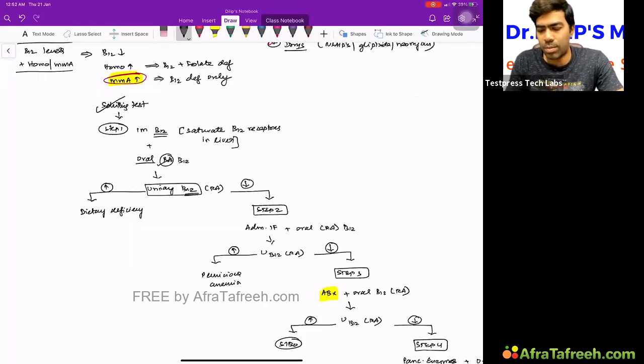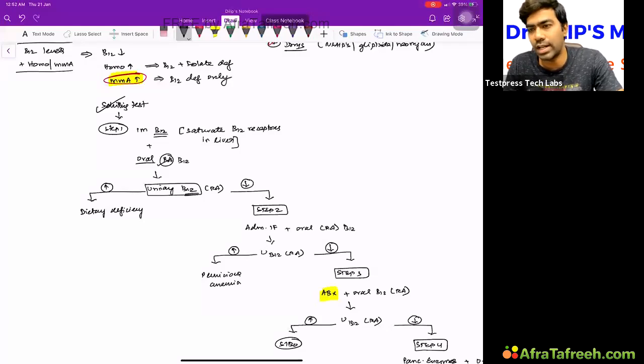But B12 deficiency is common in vegans, especially. We call vegans those who don't take any animal related diet at all. They never take animal related foods. It's a complete vegetarian diet, not just a vegetarian diet. A vegetarian diet includes dairy products also, but vegans will not eat any animal related food, including dairy products. So if you don't eat any animal related products, you will end up with a B12 deficiency. That's for sure. That's why vegans have a high risk of developing B12 deficiency.